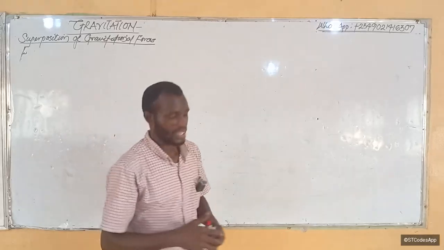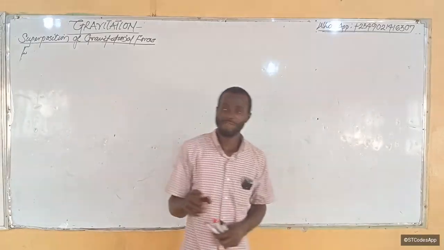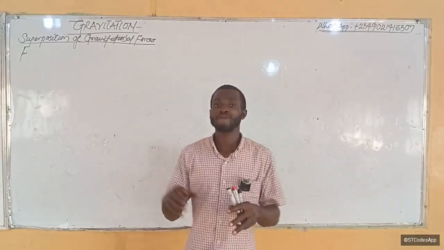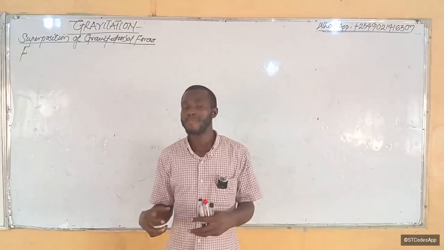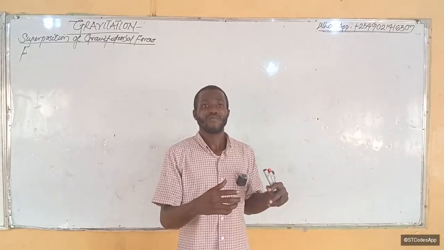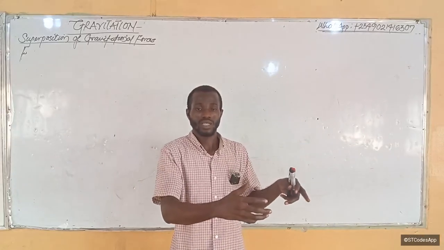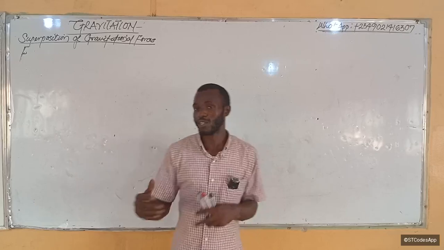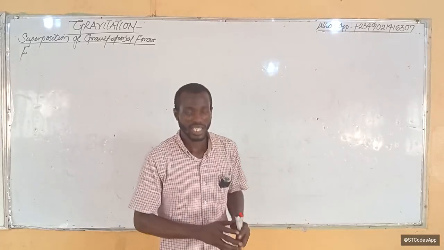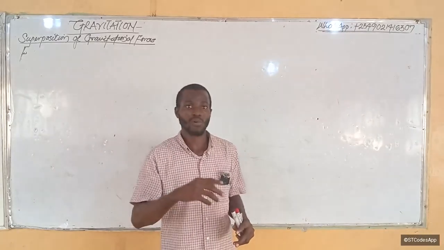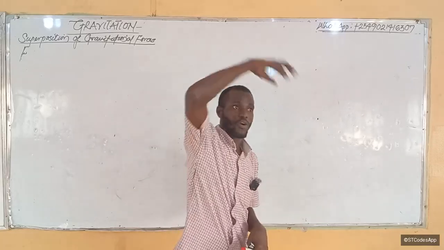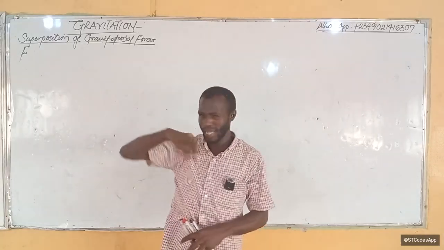Let me restate that. The net force on a given object, on a given mass, is going to be the sum of all the individual forces. So in this case, we are saying the net force of attraction on a body is equal to the sum of all the forces of attraction on that body due to all other masses. Is that clear?